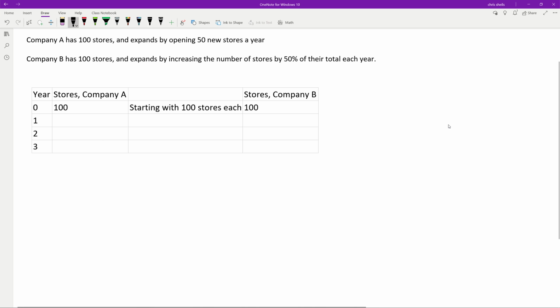Then, Company A expands by opening 50 new stores a year. So in year 1, Company A has 100 plus 50, which is 150 stores. In year 2, they have 150 plus 50, which is 200 stores. And in year 3, they have 200 plus 50, which is 250 stores.